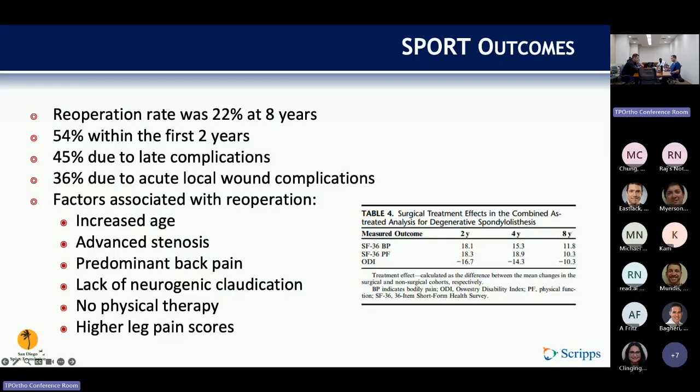They also found that reoperation was about 22% at 8 years. Half of those reoperations occurred in the first 2 years. About 45% of those were due to late complications, and 36 of those reoperations were due to local wound complications. Factors associated with reoperation were increased age, advanced stenosis, mostly back pain, lack of neurogenic claudication, not having PT, and higher leg pain scores.